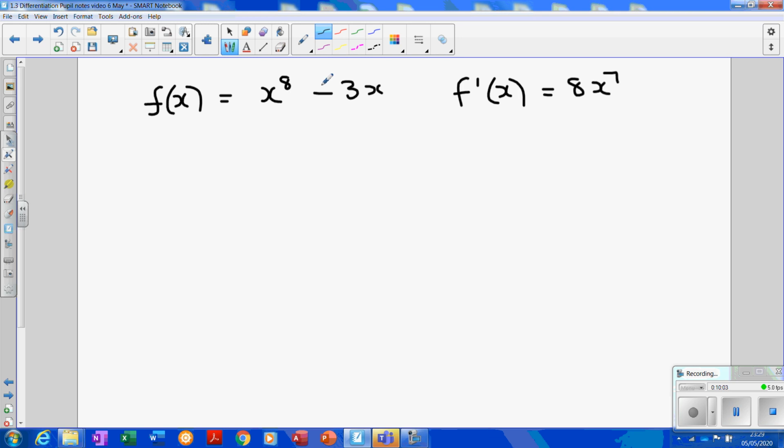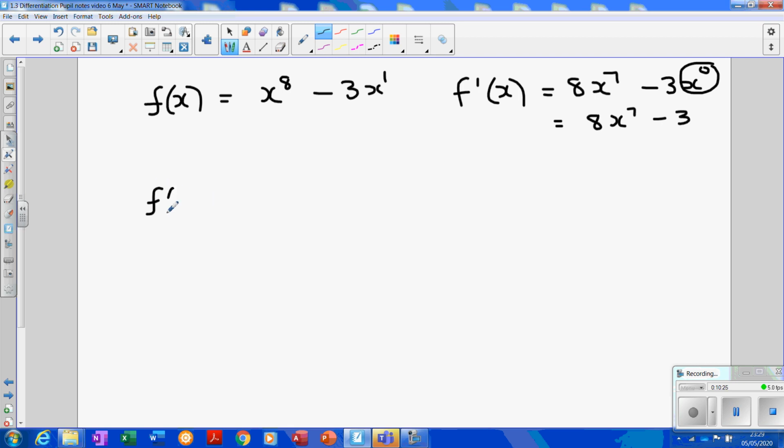Now this one here, minus 3x, that's 3x to the power of 1. So 1 times minus 3 is minus 3. Take 1 away from the power is minus 3x to the power of 0. But anything to the power of 0 is 1. So that would be 8x to the power of 7 minus 3 ones are 3. Now, you can see 3x derivative becomes 3.